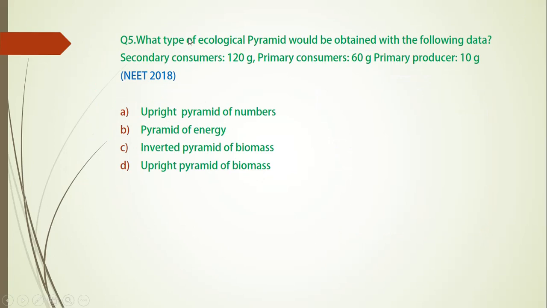So this is the last question. Which type of ecological pyramid would be obtained with the following data? Data is given: secondary consumer 120 gram, primary consumer 60 gram, and primary producer 10 gram. Depending on the data, we have to find out the ecological pyramid.